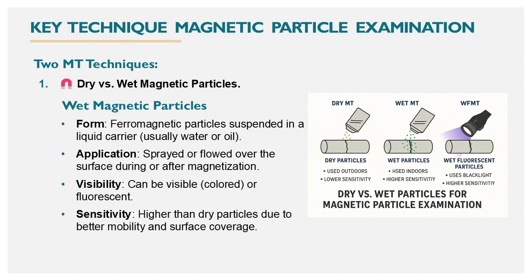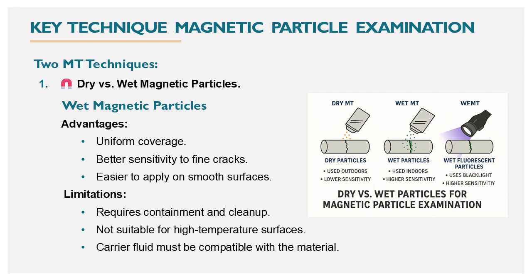Now let's go through wet magnetic particles or wet MT technique. Wet MT uses ferromagnetic particles suspended in a liquid carrier, usually water or oil. The application of this wet MT is sprayed or flowed over the surface during or after magnetization. The visibility of this wet MT can be visible, colored, or fluorescent. And the sensitivity of this wet MT is higher than dry particles due to better mobility and surface coverage.